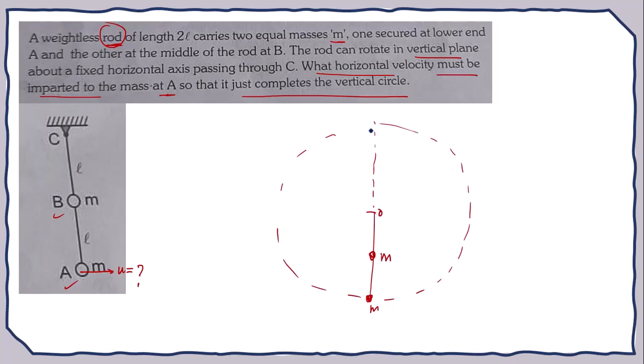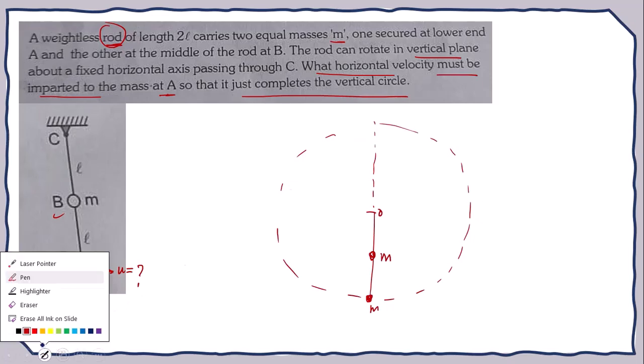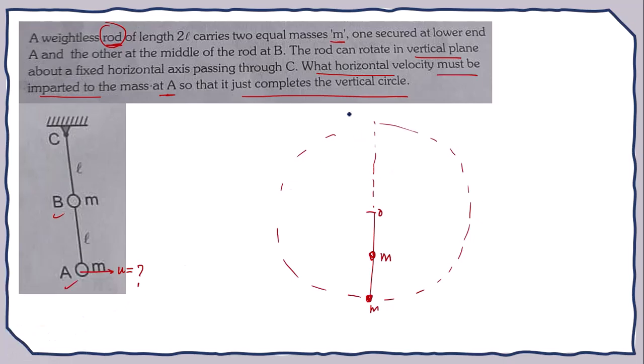So at the highest position, now the tension can never be zero because they are connected with the rod. So in this rod situation, T is not equal to 0. The only thing I can say is that both the velocities of, let us say, A and B become 0. Linear component of velocity is 0. Okay, so that it will cross the vertical circle.